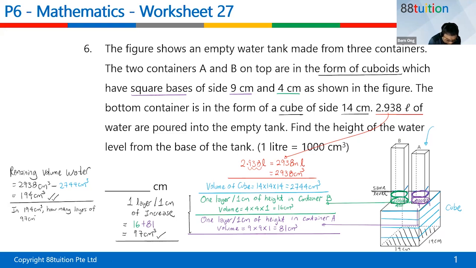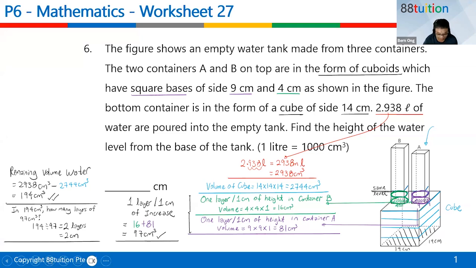Oh my goodness, such a beautiful number. 194 divided by 97, the answer is 2. 2 what? 2 layers. 2 layers means 2 cm each for A and B. Can you see or not? Such a beautiful number can divide so nicely. It means that you're on the right track, children. No fear.